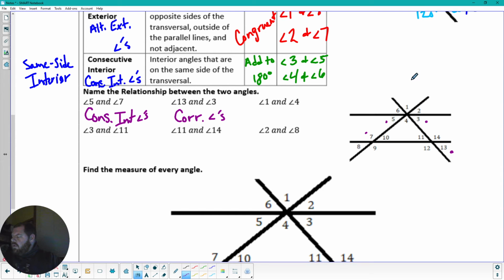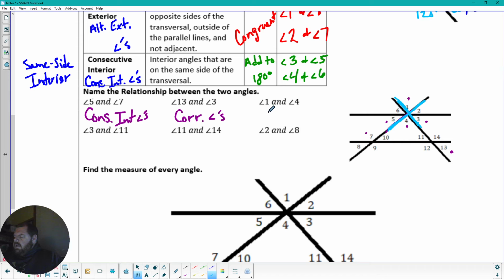Next one I have talks about angle 1 and angle 4. Well, to make angle 1 and angle 4, and this gets a little bit weird, I only need these 2 lines. So anytime I only need 2 lines, there's no parallel line that really makes up angle 1 or angle 4. So this is kind of a throwback. It's an older definition that we've had.